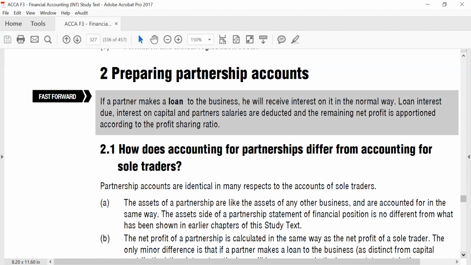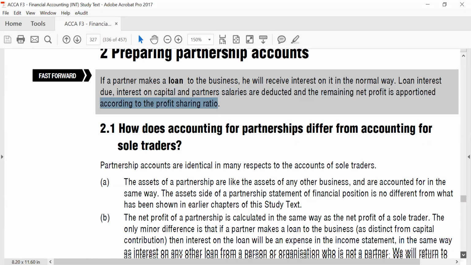So that we can understand it together. They're telling us that if a partner makes a loan to the business, he will receive interest in the normal way. Loan interest is due. Interest on capital for partners is deducted, and the remaining net profit is apportioned according to the profit sharing ratio.